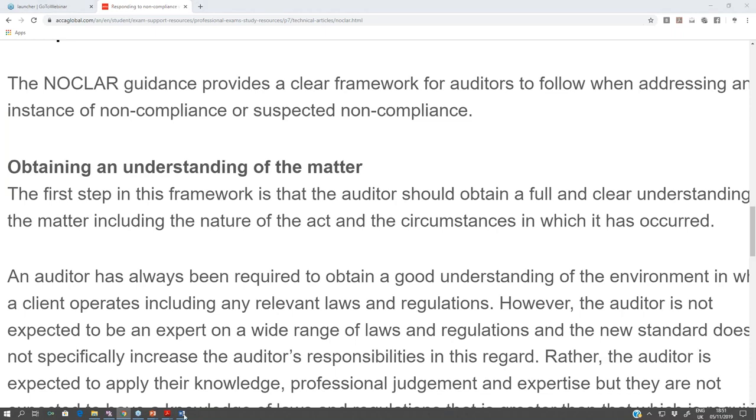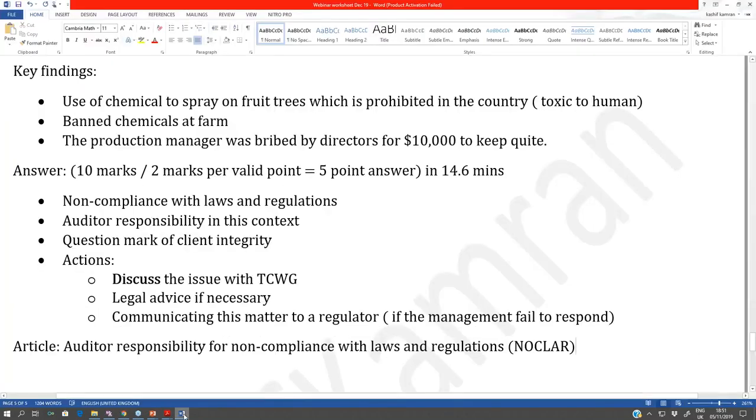So the June 19 paper is telling me there is a non-compliance with laws and regulations, and I got to know that from the email of Len. Now, what is my responsibility in context to the non-compliance? Obviously, there is a question mark on the client integrity, and I would be concerned about the future. So I'm not writing the full-scale answer here, but at least I can give you some pointers, and on the basis of the pointers, you will draft your answer, right?